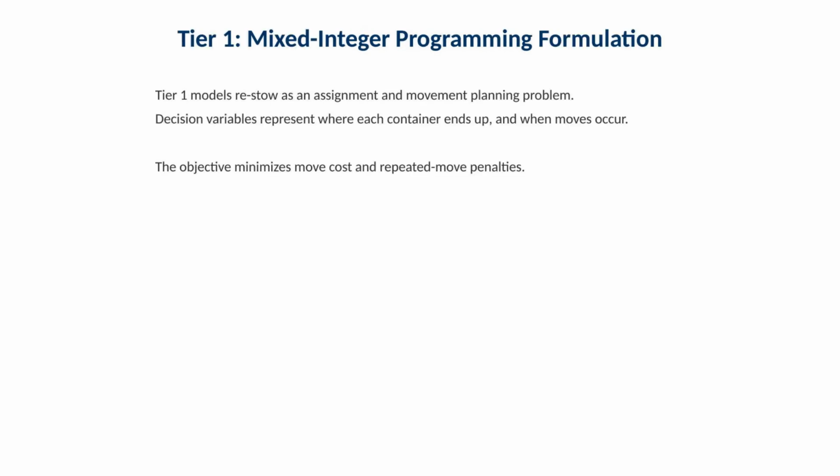Tier 1 models restow as an assignment and movement planning problem. You decide where each container ends up, and you can also represent when moves occur within the port stay. The objective is to minimize total move cost plus penalties for multiple moves. This is a strong baseline because it makes assumptions explicit and enforces constraints cleanly.